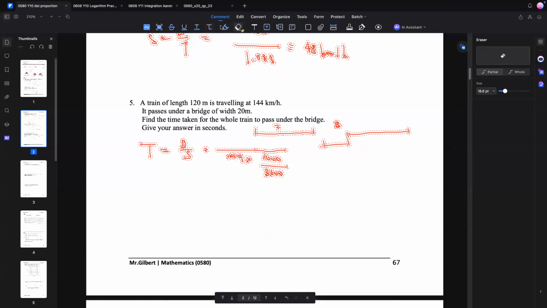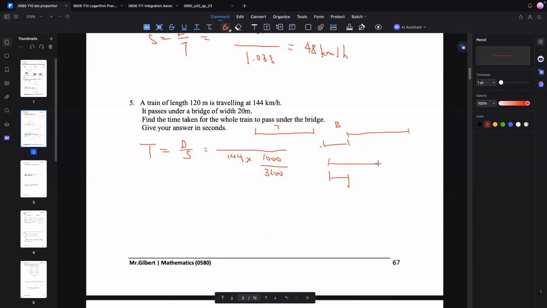If you have something like this, when you have the bridge here and the train here, is it fully passed? No, right? Because your train is still passing the bridge. So we cannot consider this as fully passed. We can only consider this here as fully passed. So that means we must add 20 to 120. Then only we get the full distance. Okay?